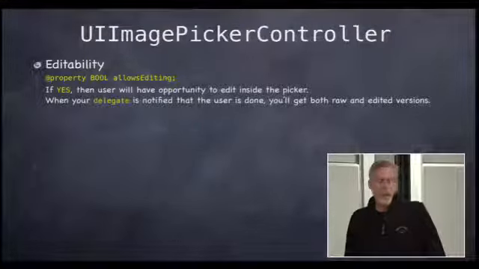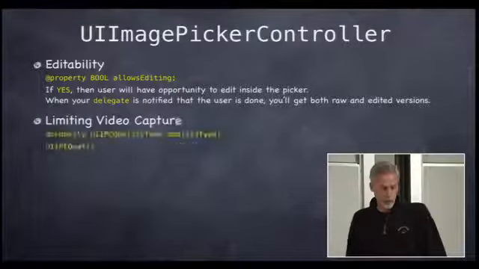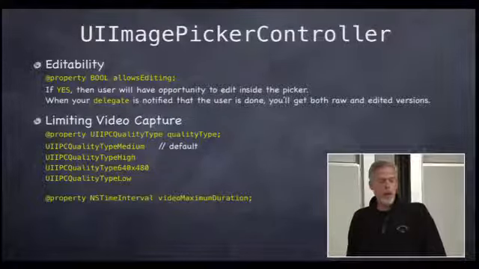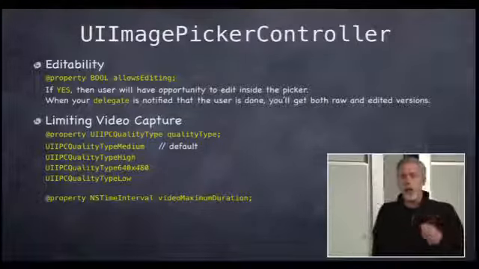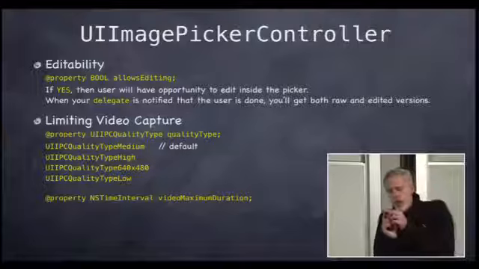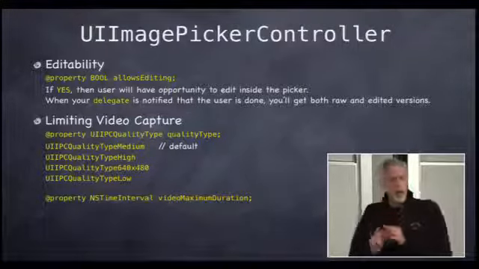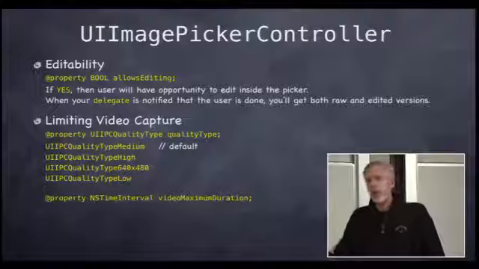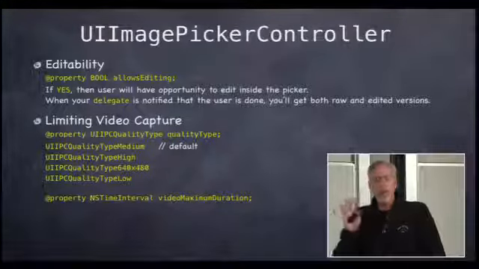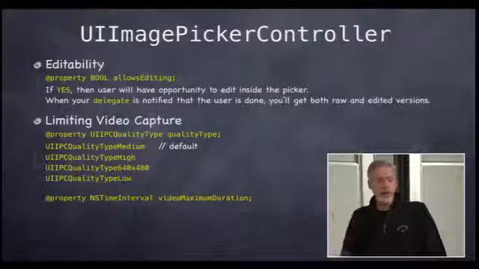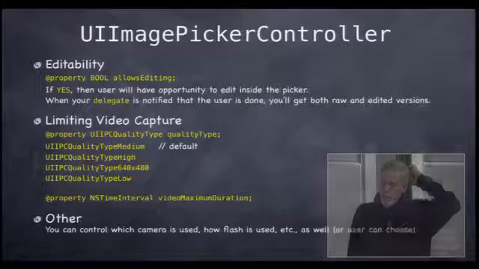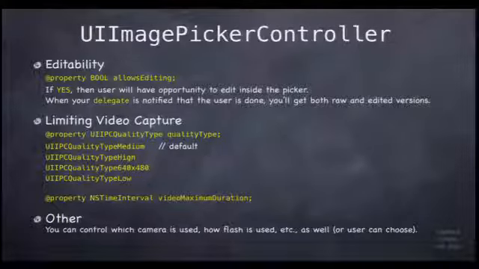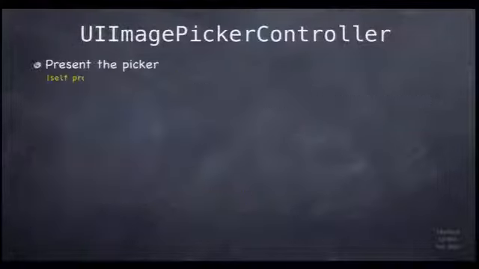You can have that be either yes or no, and we'll see what that looks like when we do the demo. You can also limit the video capture to a certain quality type, like low-res video, if it's something you're going to embed in a small spot in a web page, where maybe you want really low quality. And also time duration. You can say, I don't want more than a one-minute snip of video, or even 30 seconds, so you can set that duration as well. There are a lot of other things, like how the flash is used, which you can check in the API, but these are the main things you're going to set.